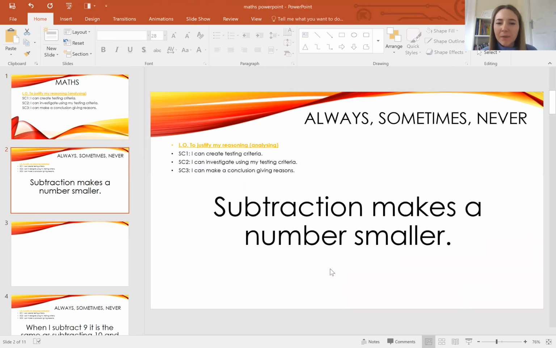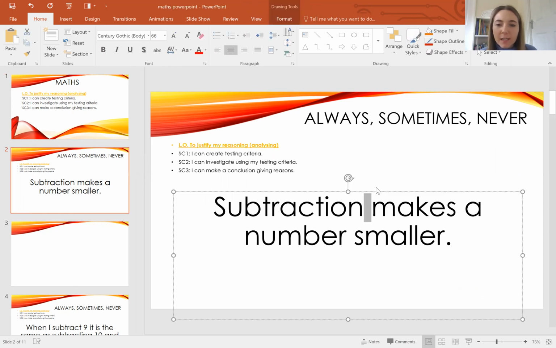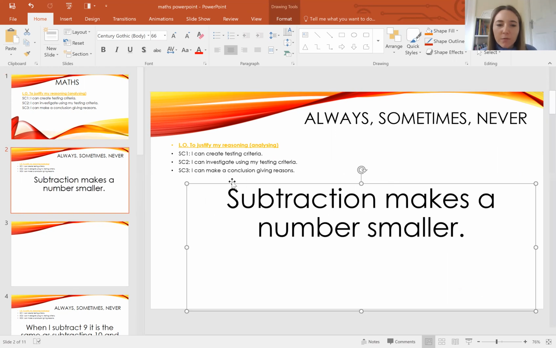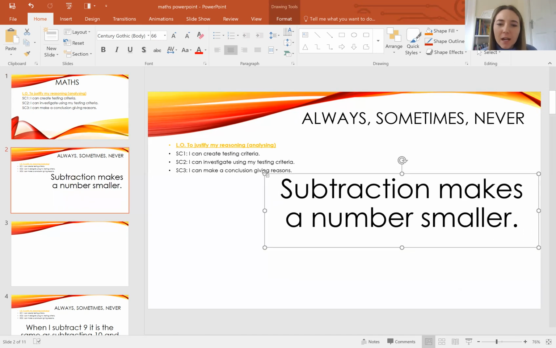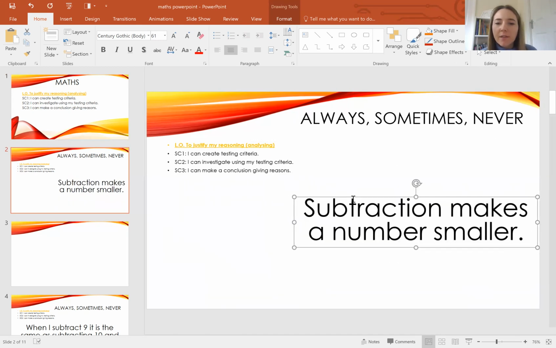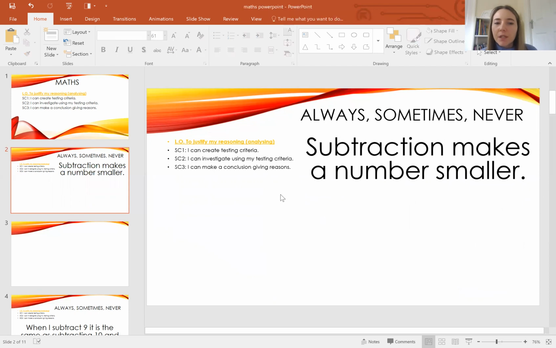Here's a statement. Subtraction makes a number smaller. Is that true always, sometimes, or never? So before we even start looking at it, some of you might already have an idea what you think. Some of you might be saying, yes, that happens always, or I think that happens sometimes. Some of you might be thinking, no, that never happens. But it's important that we test that out to see whether it's always true, sometimes true, or never true.